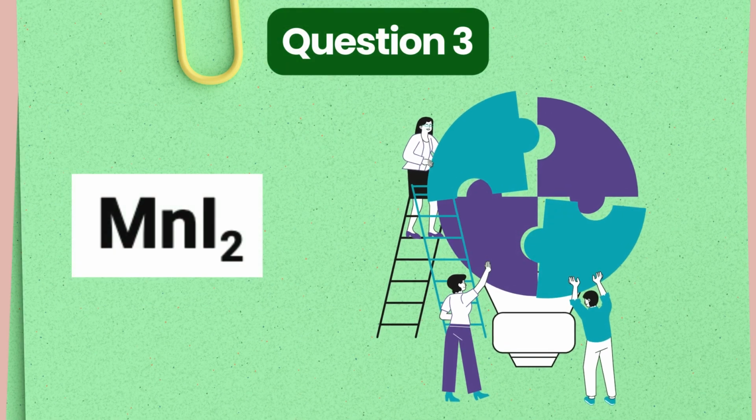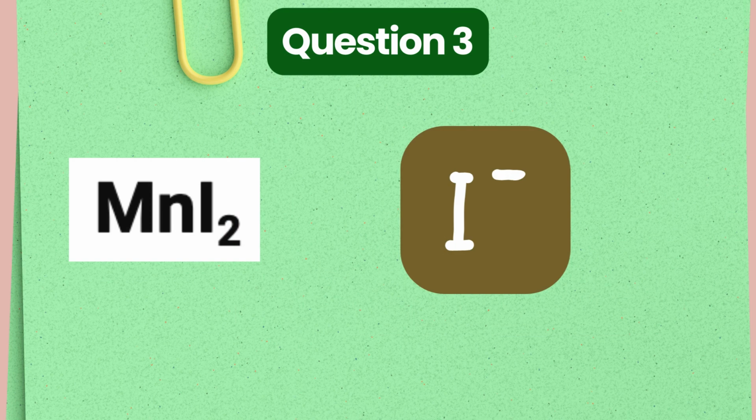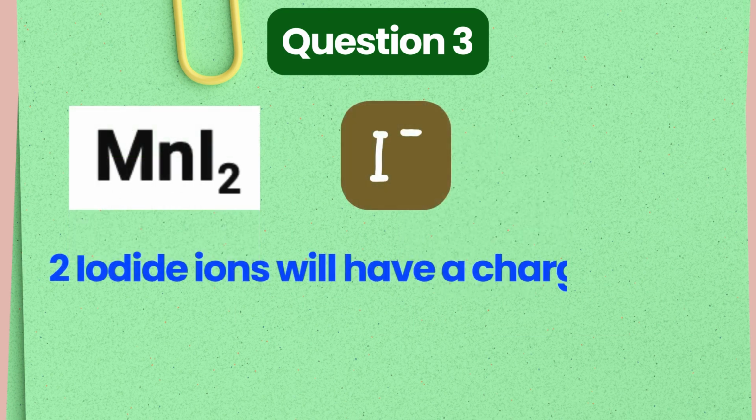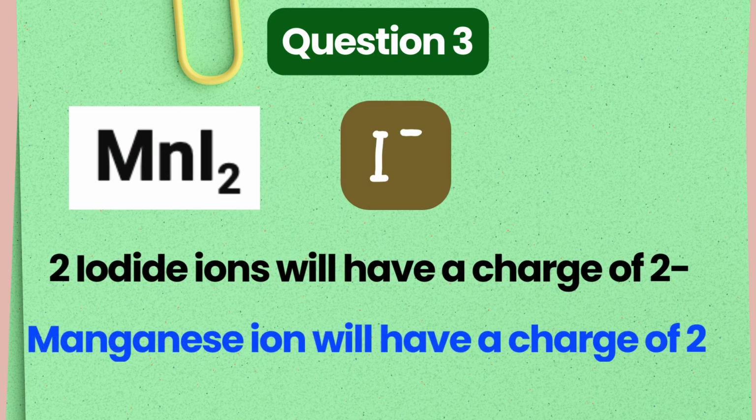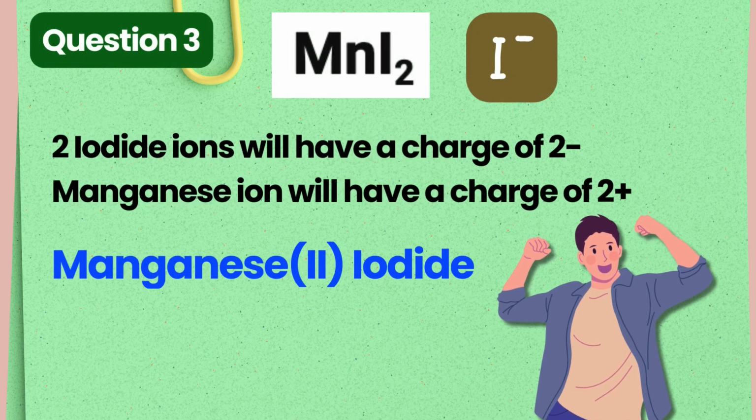Question 3. MnI2. Manganese is a transition metal. Iodine forms a 1 minus ion. 2 iodine ions will have a charge of 2 minus. So 1 manganese ion will have a charge of 2 plus. So the name is manganese 2 iodide.